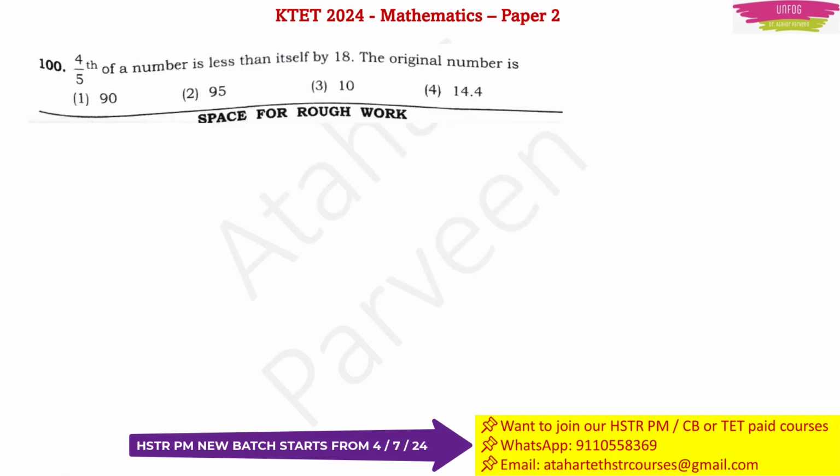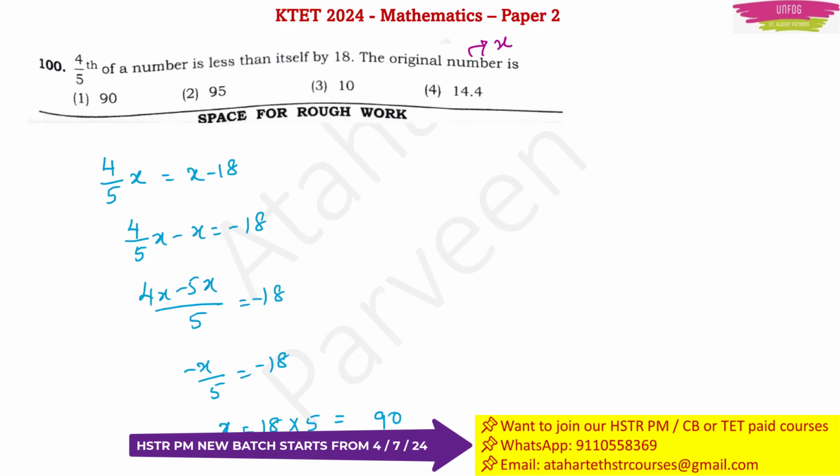Next question. 4/5 of a number is less than itself by 18. The original number is. Here, let the number be x. And 4/5 of x is equal to x minus 18. This is the story which they have given in the question. If I simplify, I will get x is equal to 90. So option 1 will be the correct answer, and this is an easy question.